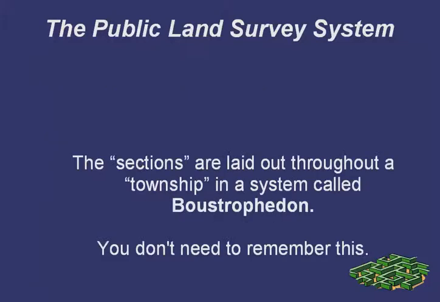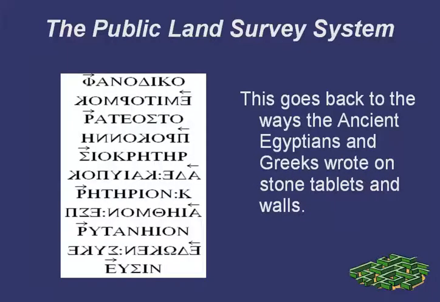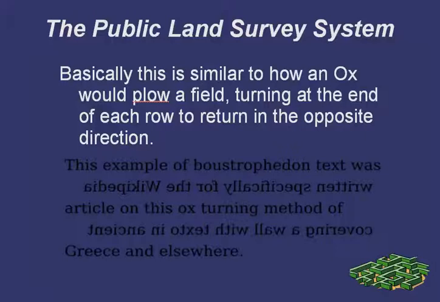Okay. So the sections are laid out through a township in a system called Boustrophedon. You don't need to remember what it is. Okay, it goes way back into ancient Greeks and Egyptians and the way they wrote on stone tablets and on walls. Basically, if you think about an ox trying to plow a field, it will go to the end of the field and it will turn around and turn in a row in the opposite direction. Okay, so we've applied an example here of the Boustrophedon text, an article on the ox turning method of Greece and elsewhere. So you see that it's written opposite there.